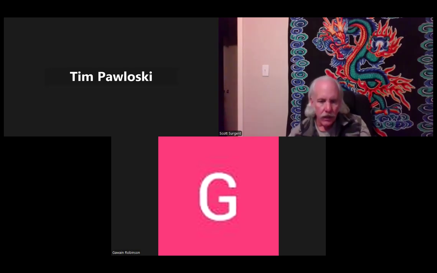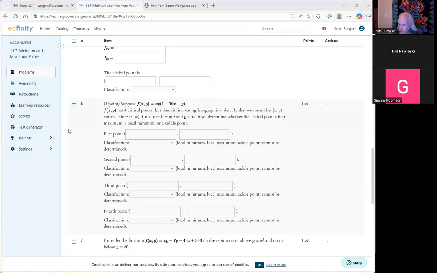All right. So I'm going to share the screen. Let's look at 11.6. Give me a second here to copy that information down. So you're given a function xy times the quantity 1 minus 10x minus y.